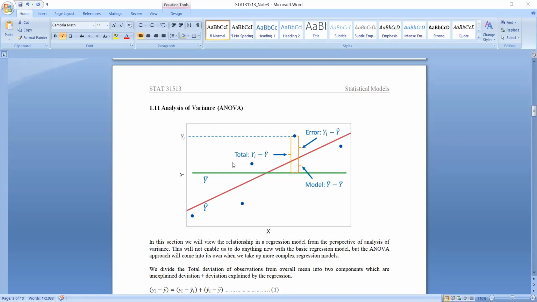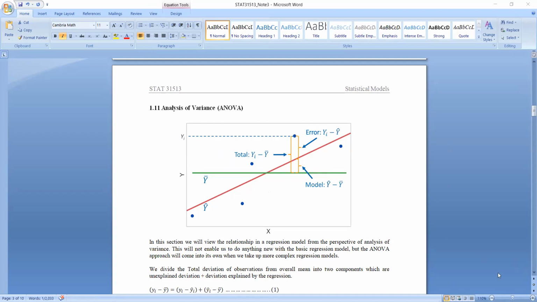Good morning, students. Can you all see my screen? Yes, madam, we can see. Good morning, students. Can you all see my screen? Yes, madam, we can see.